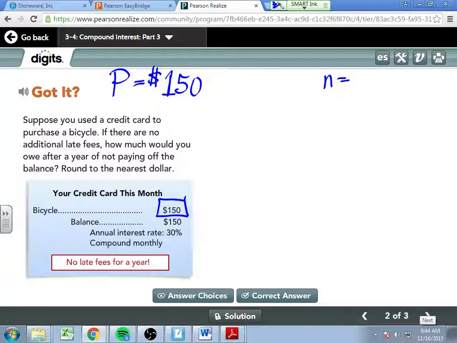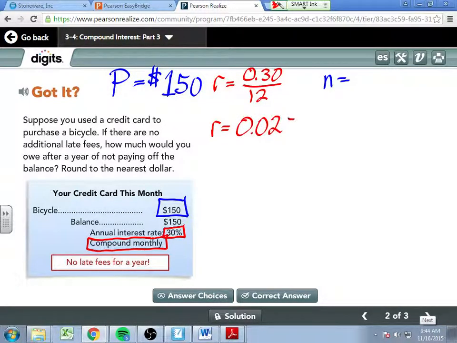So my rate here, might as well change colors to vary this a little bit. If it's compounded monthly, how many times is that per year? 12, right? And the annual rate is 30%. So to find my rate, I plug in that annual rate on top, divided by how many times per year, and my rate actually becomes 0.025. Yes. Don't ask it, tell it.